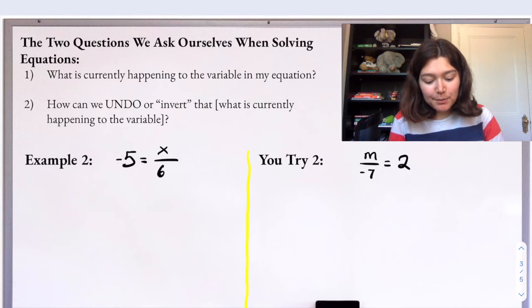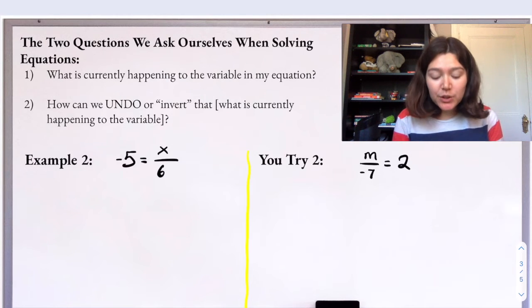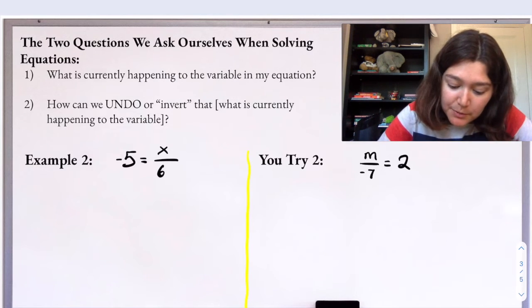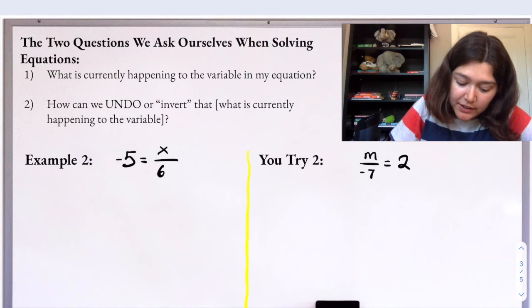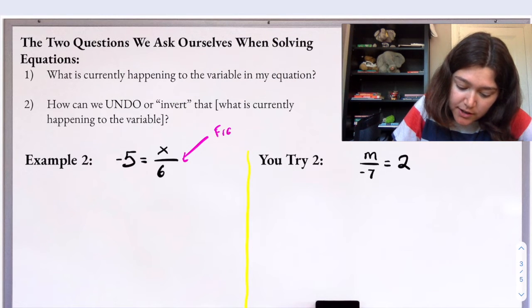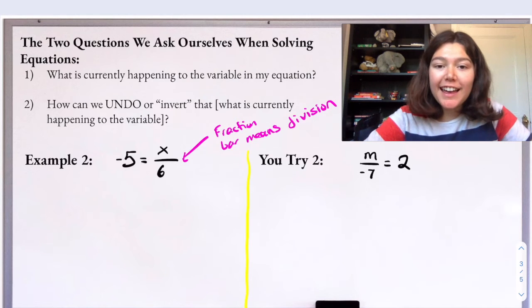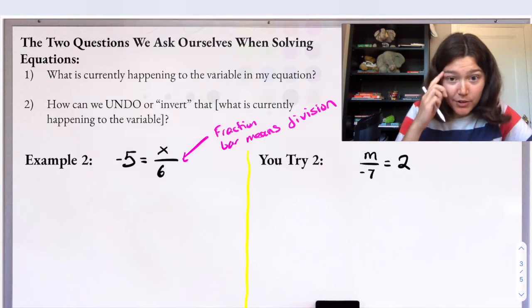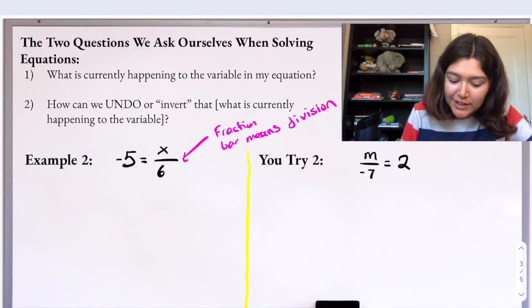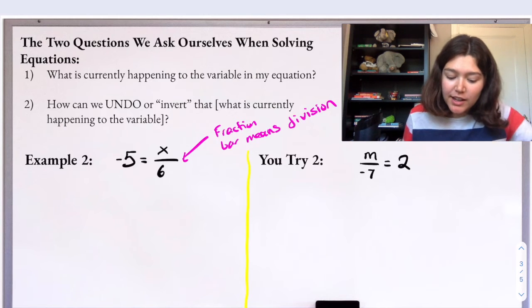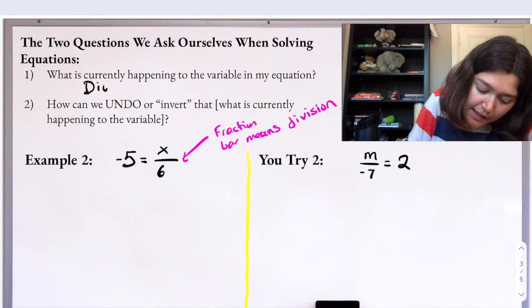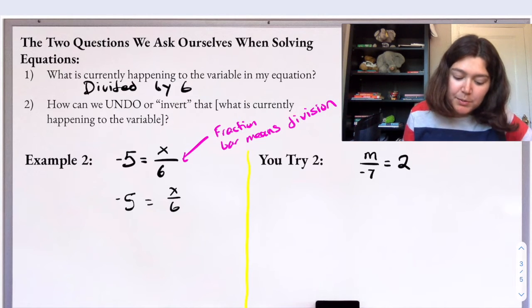Okay, so if I look at example 2, I have negative 5 equals x divided by 6, or x in the numerator, 6 in the denominator. Remember, this is a really important rule that will also come up a ton this year, is that a fraction bar means division. So this is just one way of representing x divided by 6. Did I just answer my first question? I think I did. What is currently happening to the variable in my equation? It's getting divided by 6.